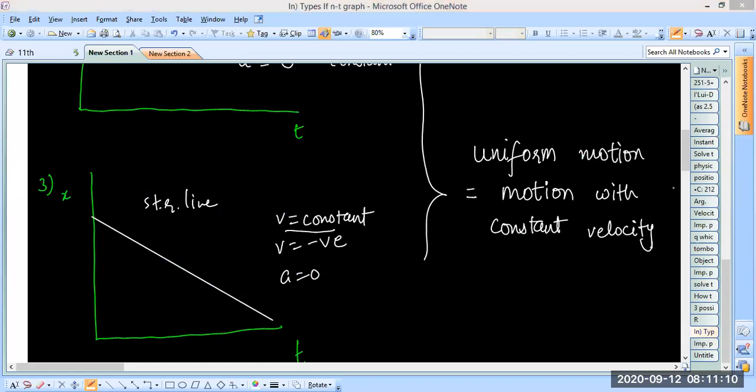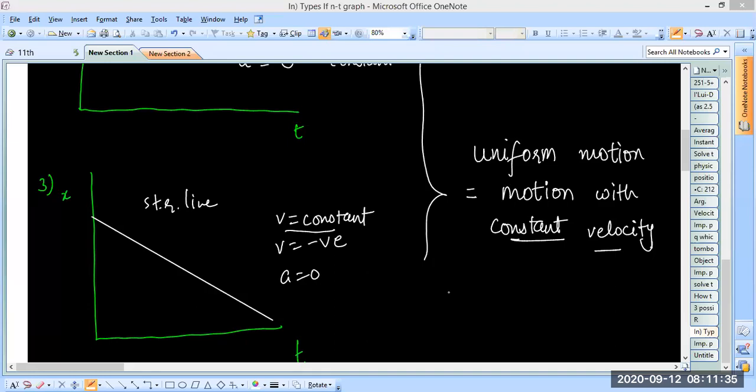Can we write: motion in a straight line may not be uniform motion. All right. Motion in a straight line may not be uniform motion, everyone. Uniform motion is only when the velocity remains constant. If velocity changes, it is not uniform motion. All right.